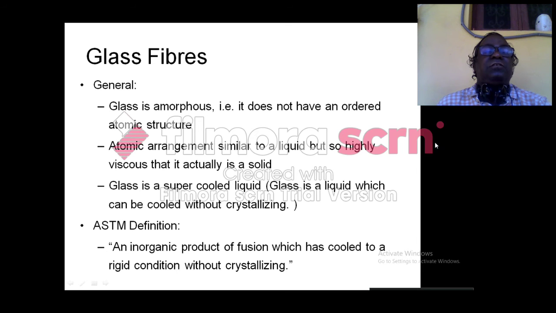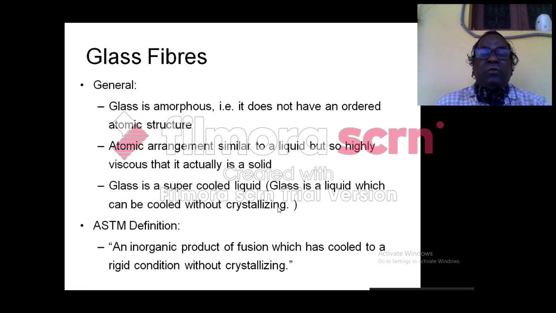So glass fiber is one of the fiber reinforced materials. It is made up of glass, and glass is amorphous. Amorphous means it is a transparent material, and the particles are placed randomly. The atomic arrangement is similar to a liquid but highly viscous. Glass is a supercooled liquid. Glass is a liquid which can be cooled without crystallizing.